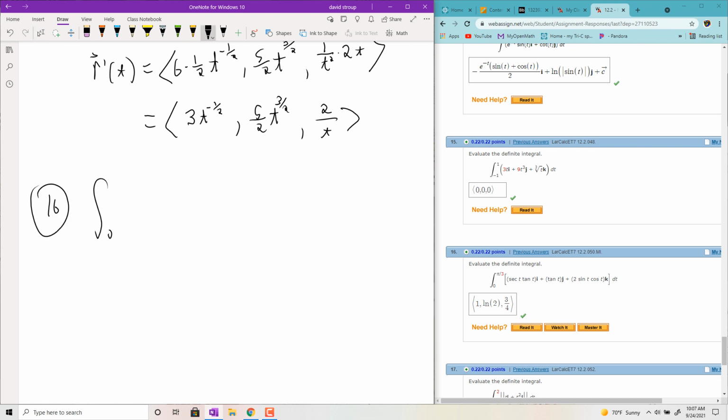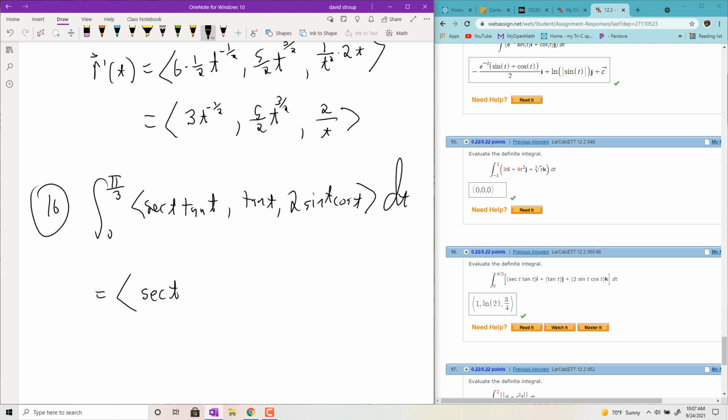Okay, so the integral from 0 to pi over 3 of secant t tan t comma tan t comma 2 sine t cosine t. So I expect you to have all the basic integral rules memorized. That first guy, secant t tan t, the integral is secant. The second guy is the ln of the absolute value of secant. And the third guy, I have to think about that one a little bit. I'll probably have to do a u sub, bring out the 2 sine t cosine t. So do a little u sub work here.